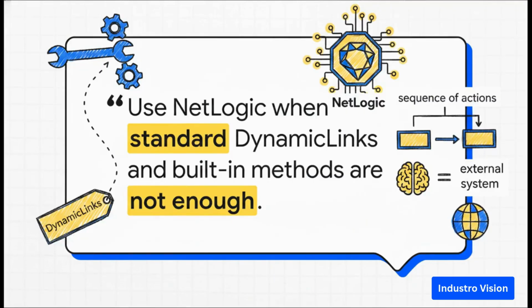And here's the rule of thumb I always follow. Don't overcomplicate things. For simple stuff, like making a label show a tag value, just use the built-in dynamic links. But the moment you need to do something more complex, like a sequence of actions when a button is pressed or a special calculation, that's your signal. That's when you reach for NetLogic to unlock all that custom power.